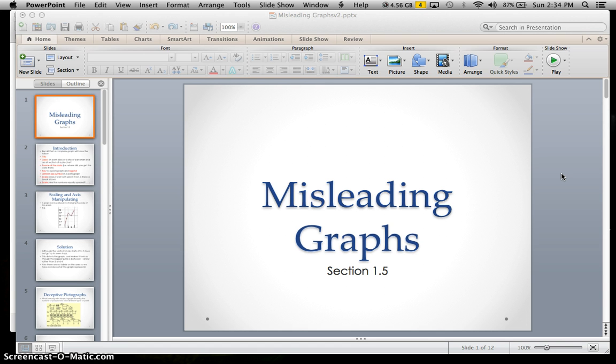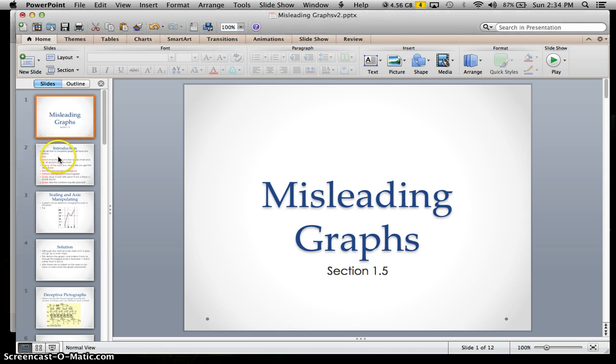Again, that's section 1.5 in the textbook that we're using for this unit. So most of the graphs that we have seen so far in this chapter have represented data without misleading the viewer. So what does the word misleading mean? Misleading means to give the wrong idea or impression. So sometimes if we change certain things on a graph, we can change the idea or the impression that the graph was supposed to give to a viewer, okay?